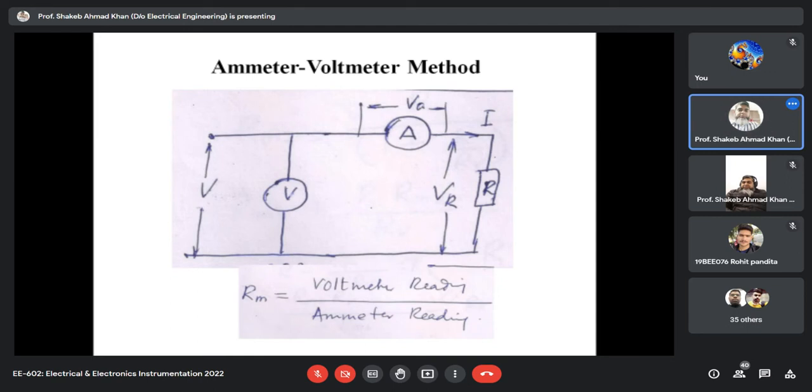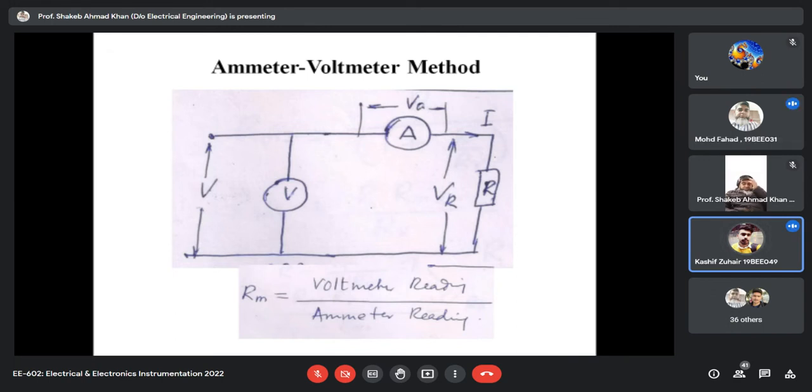So, very simple. We connect the unknown resistance across the voltage source, then connect an ammeter in series with the resistance and a voltmeter across the resistance. Then we take the reading of the voltmeter and ammeter, and the ratio of these two gives you the value of resistance. So does this method, the voltmeter ammeter method, with the circuit diagram shown here and the method I described, have any issue?